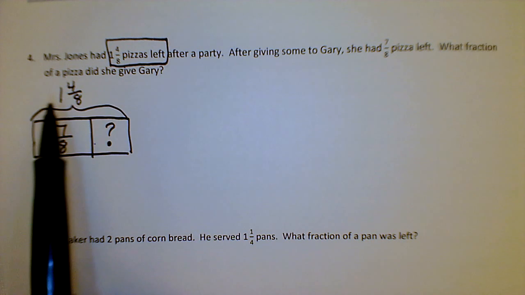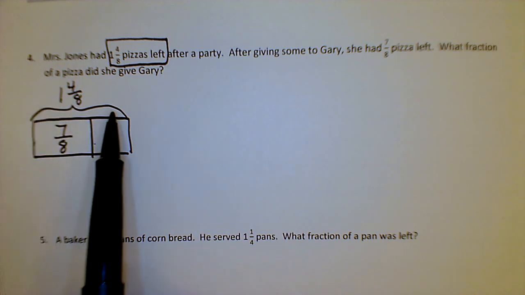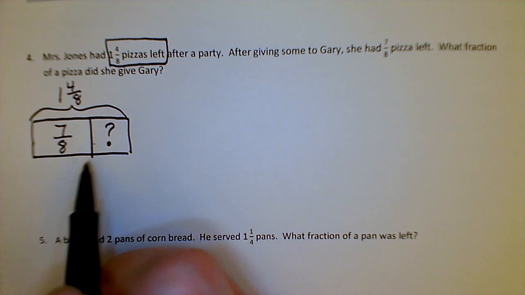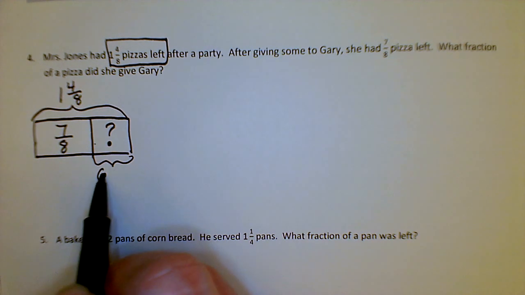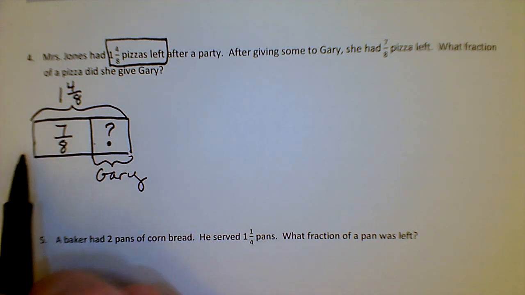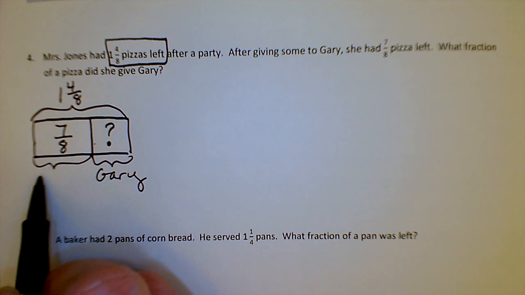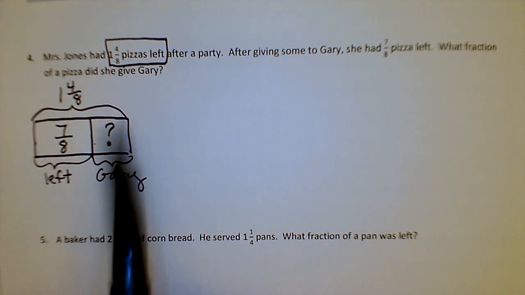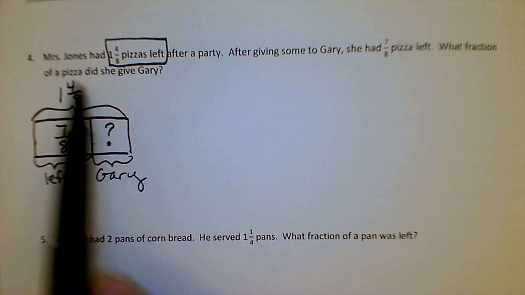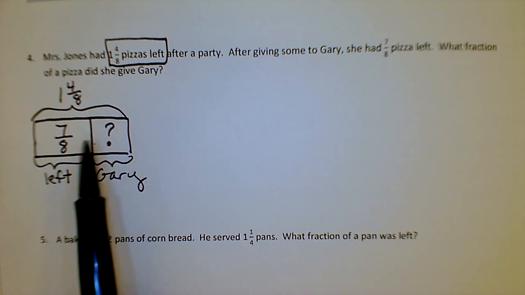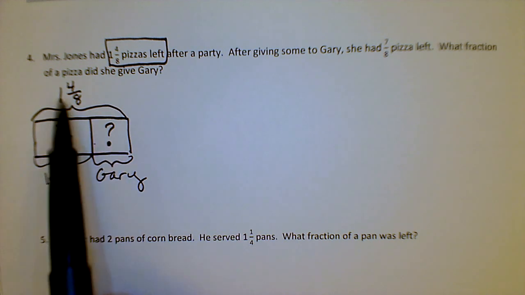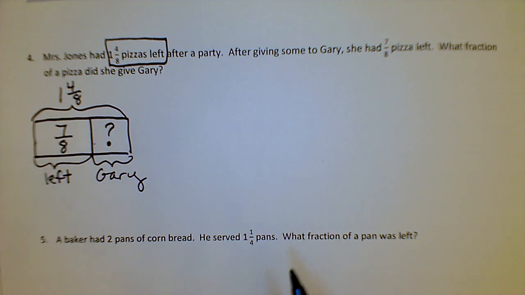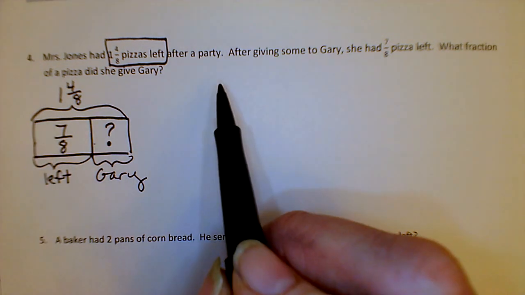So again, she has 1 4/8 pizzas left after she gives some to Gary. This is the part that she's going to give to Gary, and we don't know what that is. But this is what she has left for herself. When we can diagram something as part-whole, and we're missing a part, we know we're doing subtraction. We take the whole, subtract out one part, and then we'll have the other part. So let's go ahead and model that.